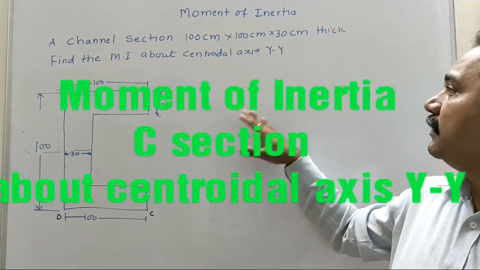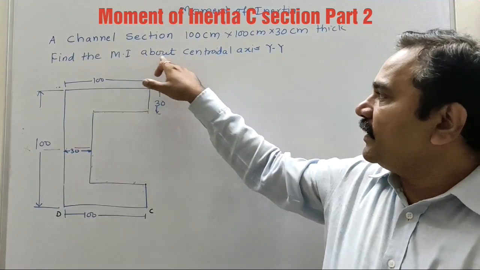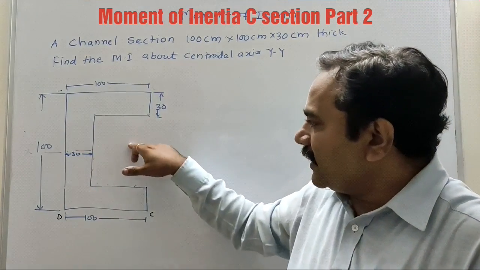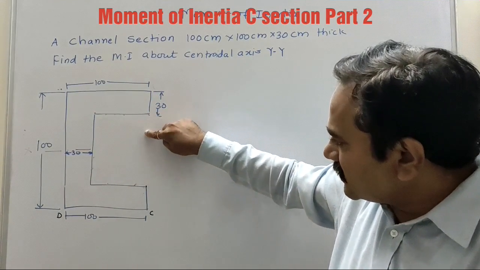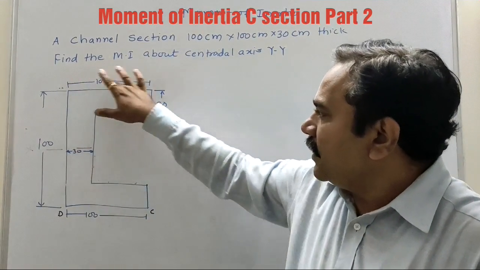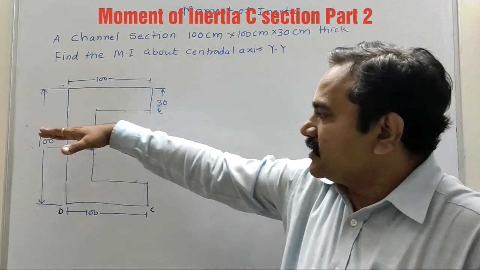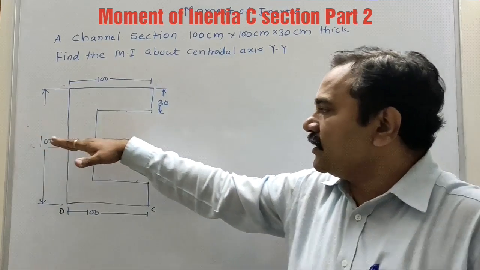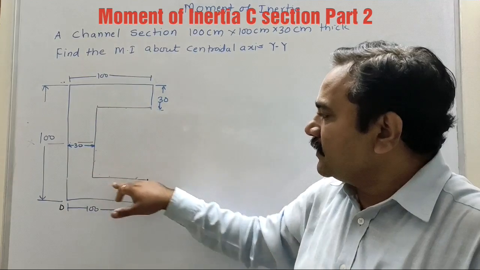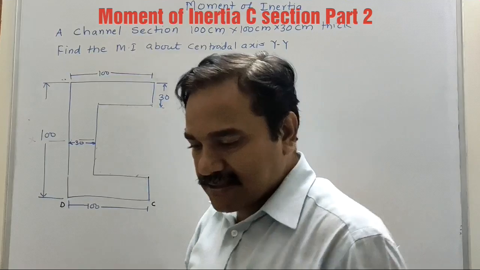Hello friends. In the previous example, we calculated the moment of inertia about the centroidal axis x. For that, we enclosed this C channel and converted it into a bigger rectangle and a smaller rectangle. These both rectangles are symmetrical to the x-axis. Therefore, we calculated the moment of inertia directly without using the parallel axis theorem.